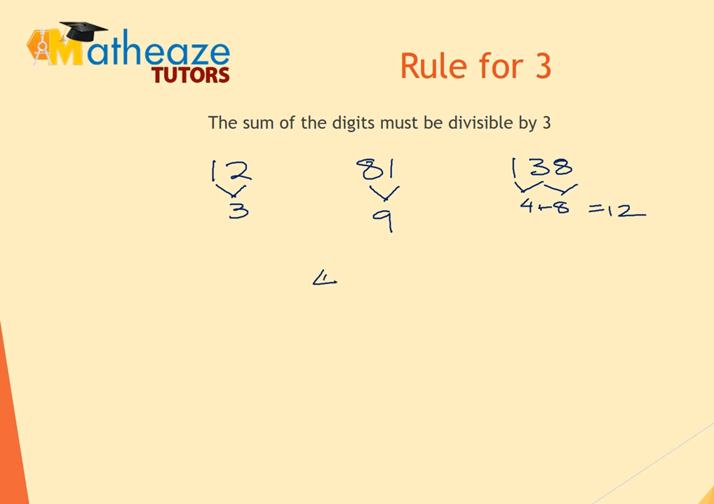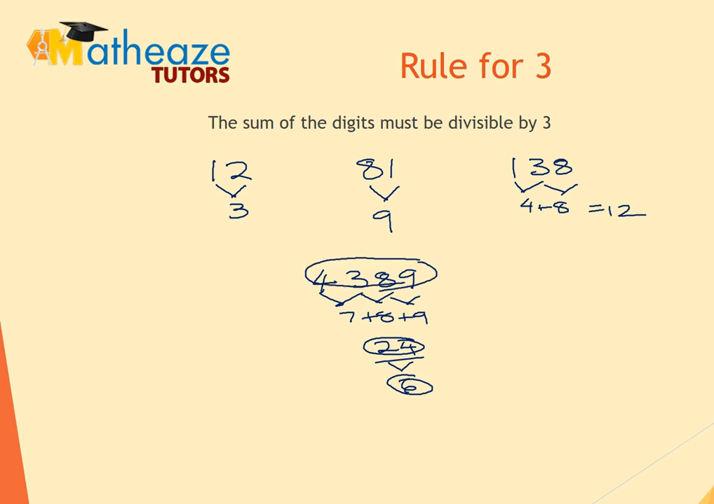What about 4,389? So we add 4 and 3 gives us 7. We include 8 and then we include 9. 7 plus 8 is 15 plus 9, that gives us 24. 24, we can go further again. 2 plus 4 is 6. This is divisible by 3, so therefore this is divisible by 3, which also implies that this is divisible by 3.